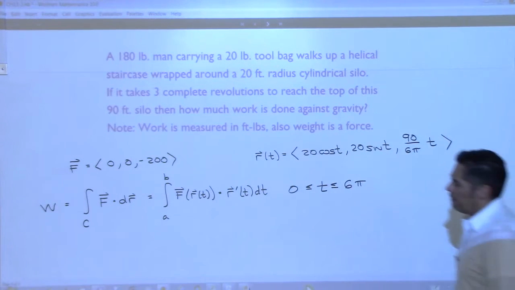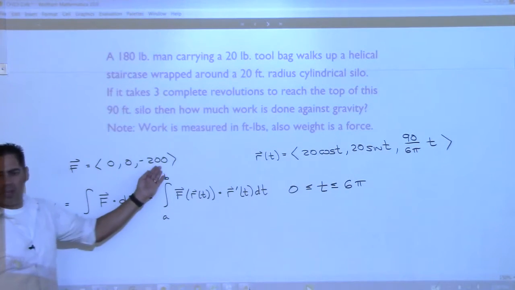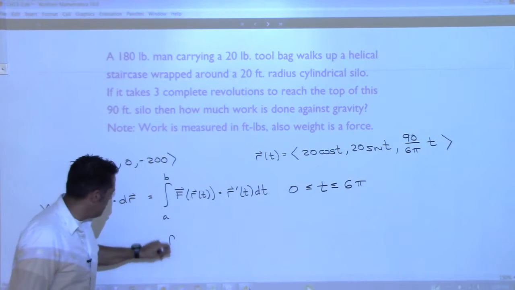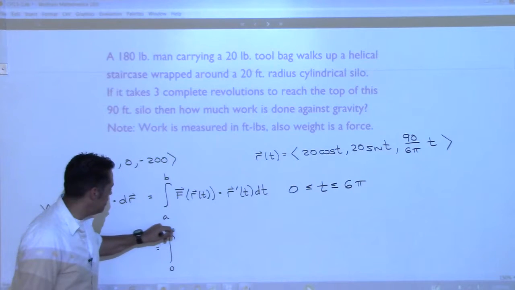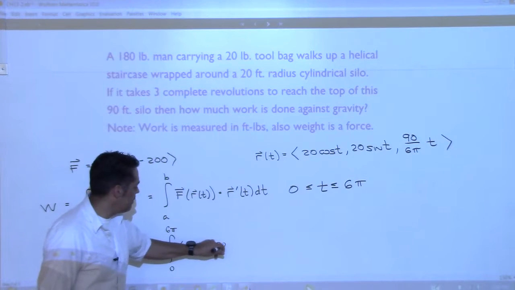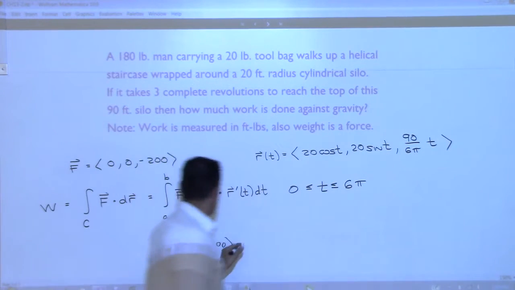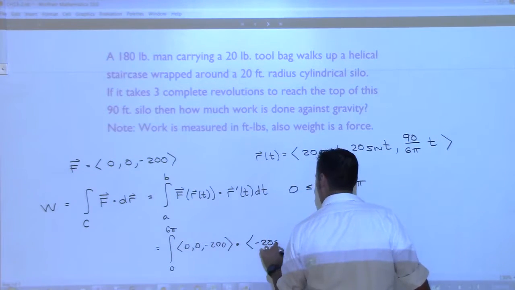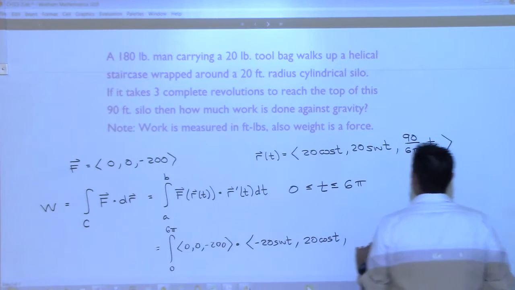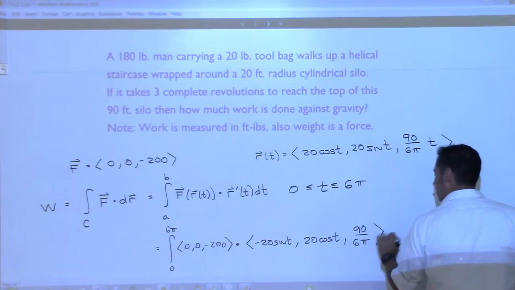So our field, we don't have to evaluate it at the curve because our field is constant. They're constant components. So this becomes the integral from 0 to 6 pi. That's our restriction on t. And then we have the vector 0, 0, negative 200. And then we're going to dot that with the derivative of the curve. The derivative is negative 20 sine t, 20 cosine t, and then finally just 90 over 6 pi without the t, because we took the derivative. And then dt.